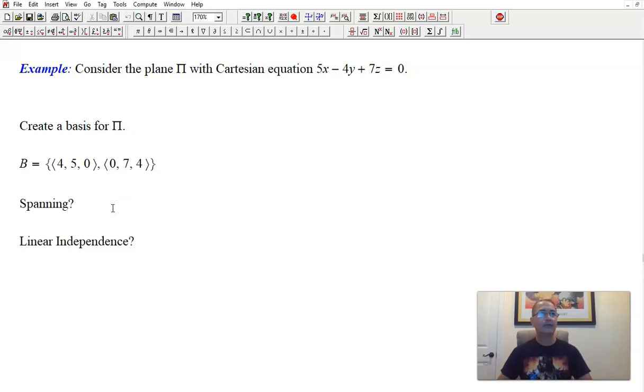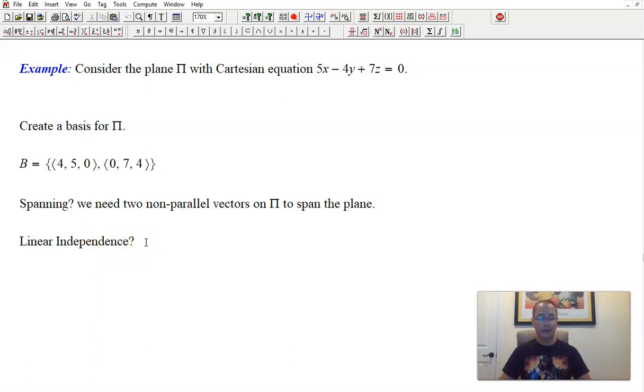Okay, that just takes care of the spanning property though. And we said that we need two non-parallel vectors on pi to span the plane. And here we have two non-parallel vectors.